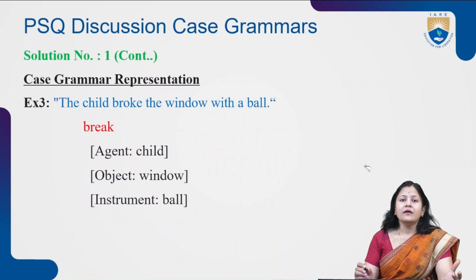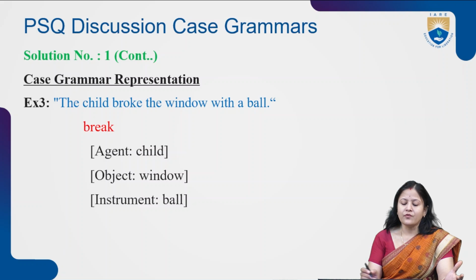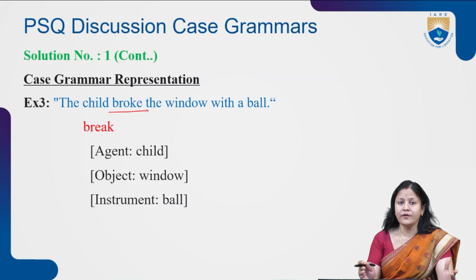Now one more example here: the child broke the window with a ball. So here the verb is break the window. Who is breaking the window, who is performing the action, will be considered as the agent case. So child is considered as the agent case. And what the child is breaking, window. So window is considered as the object case. And with what, the instrument: with a ball, with what the child is breaking the window. So ball is considered as the instrument case.